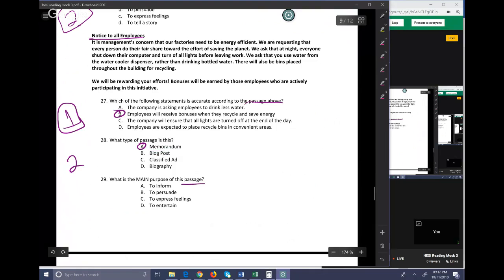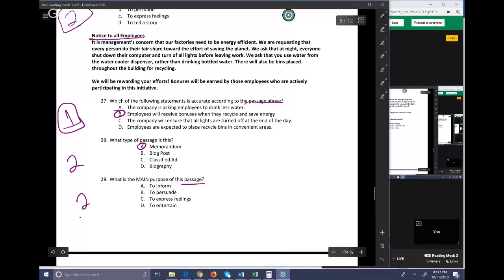A blog post does not look like this. A blog post is one person's experience or opinion or something like that. A classified ad would be an ad for something that you're selling or buying or something like that. And a biography would be a life story of someone. So those are all way off.